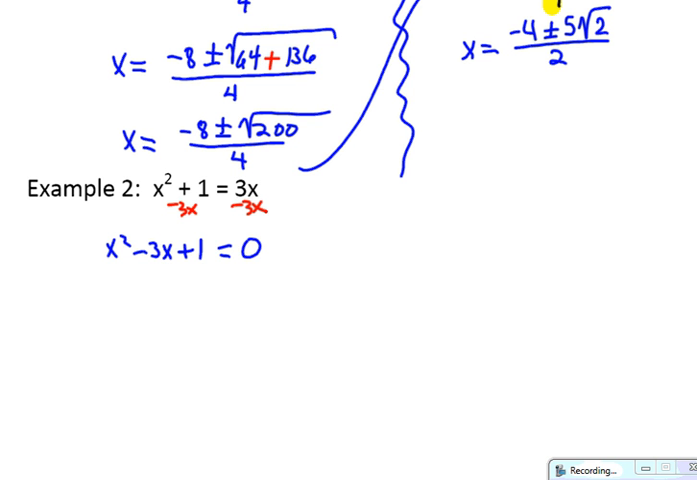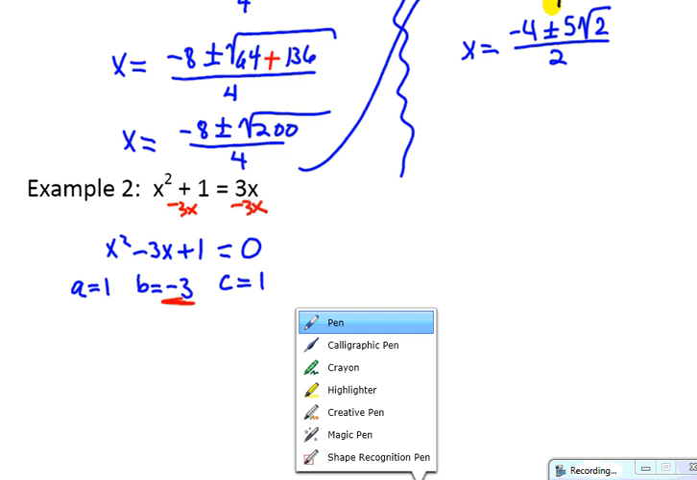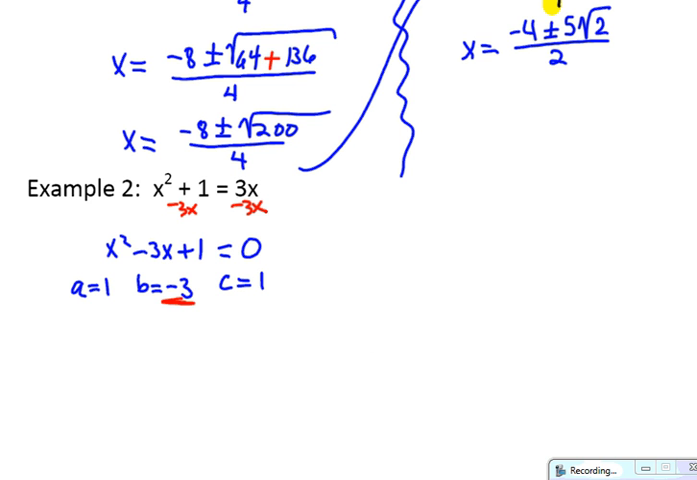So once I have it there, then I can see that a is 1, b is negative 3, and c is positive 1. So notice that it was important that we do put it in standard form, because if I had looked at the 3 in the original problem up here, I would see that the 3 has got a positive. So you got to make sure that it's in the standard form so that you get the correct sign on your b. So b is negative 3.